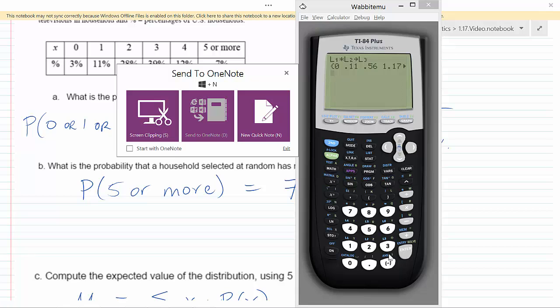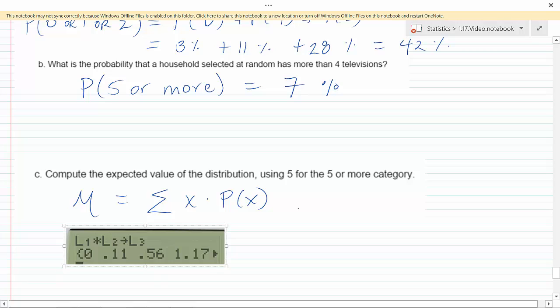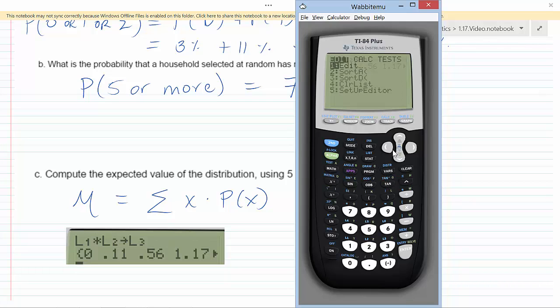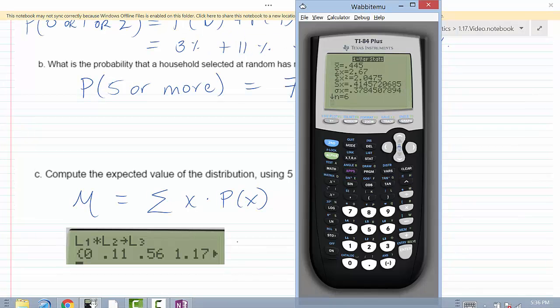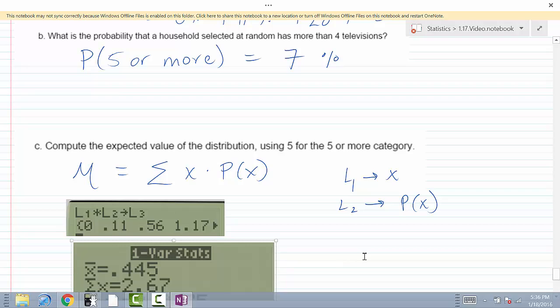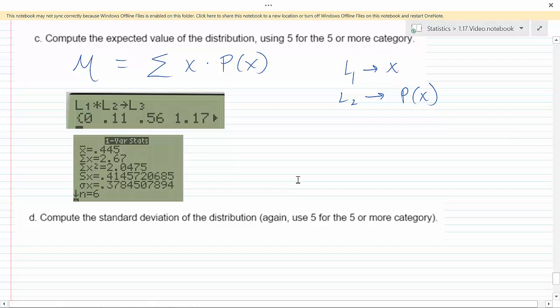And I'm going to make a note on my paper that this is what I did so that I'm showing my work. L1 are the x's, L2 are the p of x's. I did L1 times L2, I stored it in L3, and now I'm going to run 1-var stats on L3. And I see that the sum of this list, which is what I'm looking for, is 2.67. So my expected value for the number of TVs in a given household is 2.67.